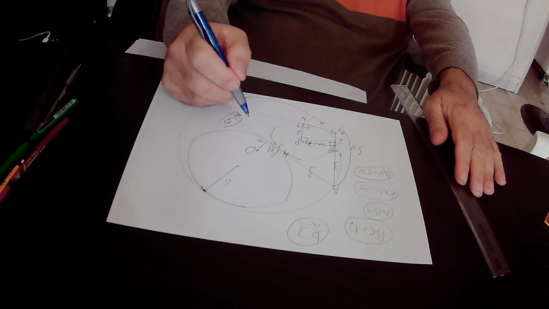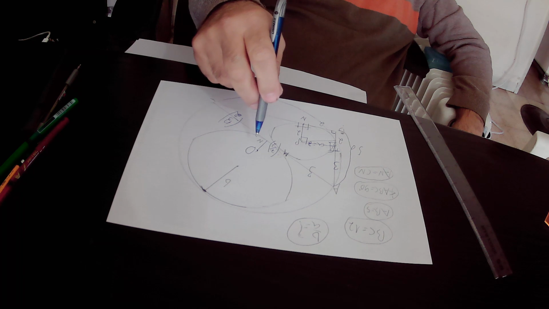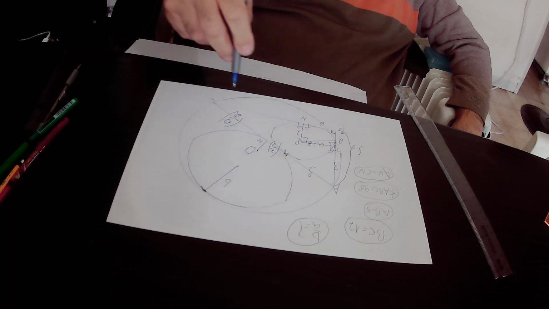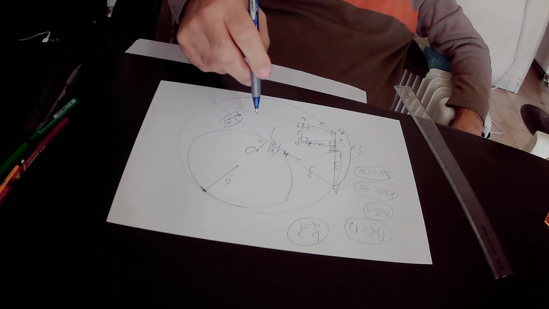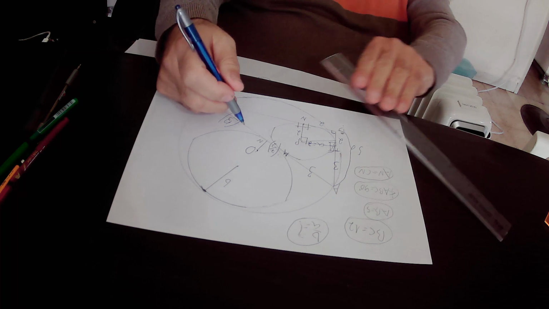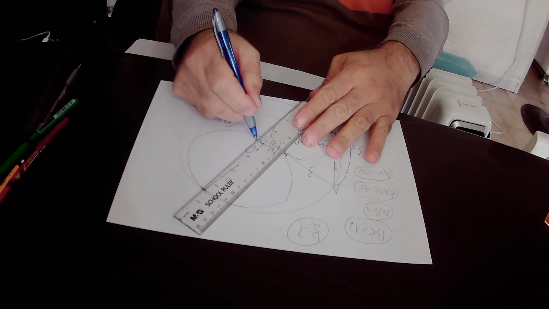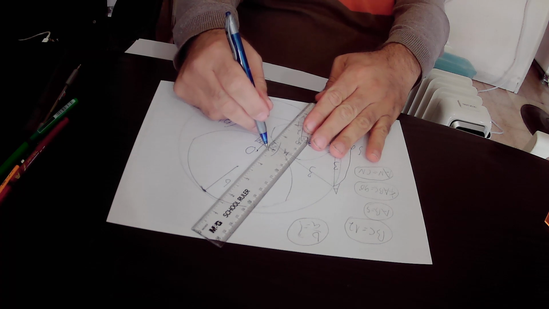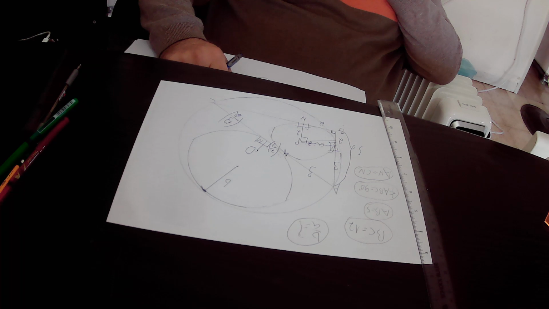Again, because line segment ON bisects chord AC because AN equals NC, it means that ON is also perpendicular to AC. That is to say, this angle equals 90 degrees and this angle also equals 90 degrees according to rule number 7. Okay.